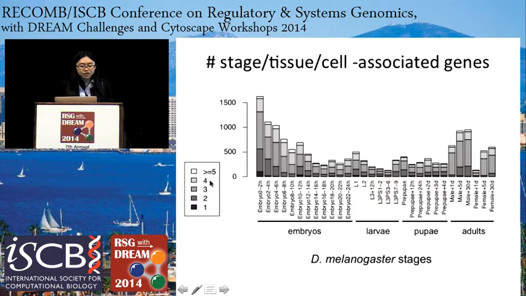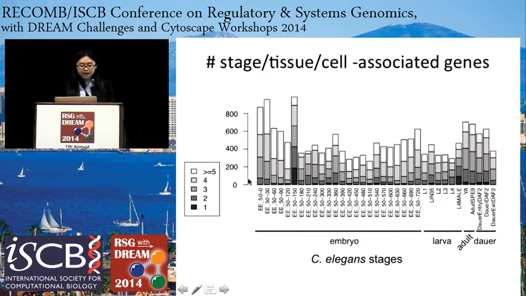Also, we divided these genes by the number of stages they are associated with. So we can see that most genes are associated with 2 to 4 stages. This makes sense because we have a time course here, so the transcriptional activity is continuous rather than discrete. And some genes are associated with one stage and also its neighboring stages. And this is the C. elegans stages.